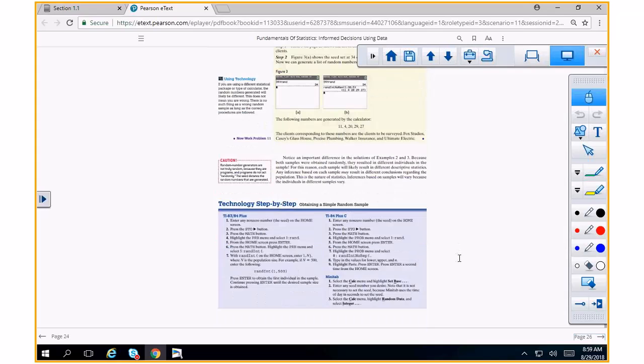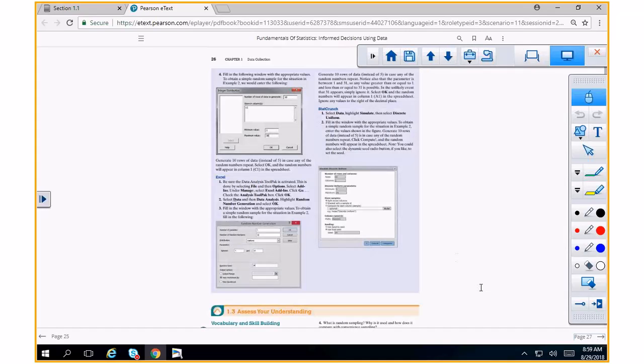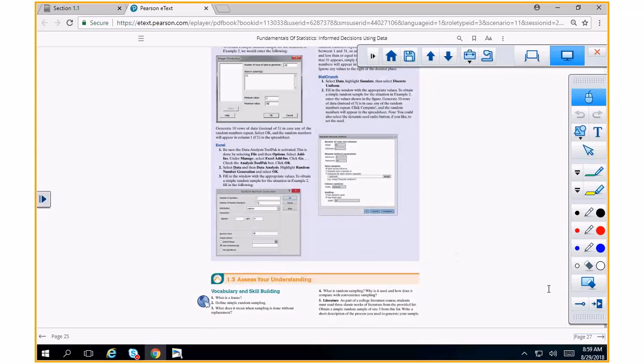Okay, I guess they're not going to talk about systematic. Okay, that's 1.3. They must be going to talk about it in 1.4, so let's go to 1.4.